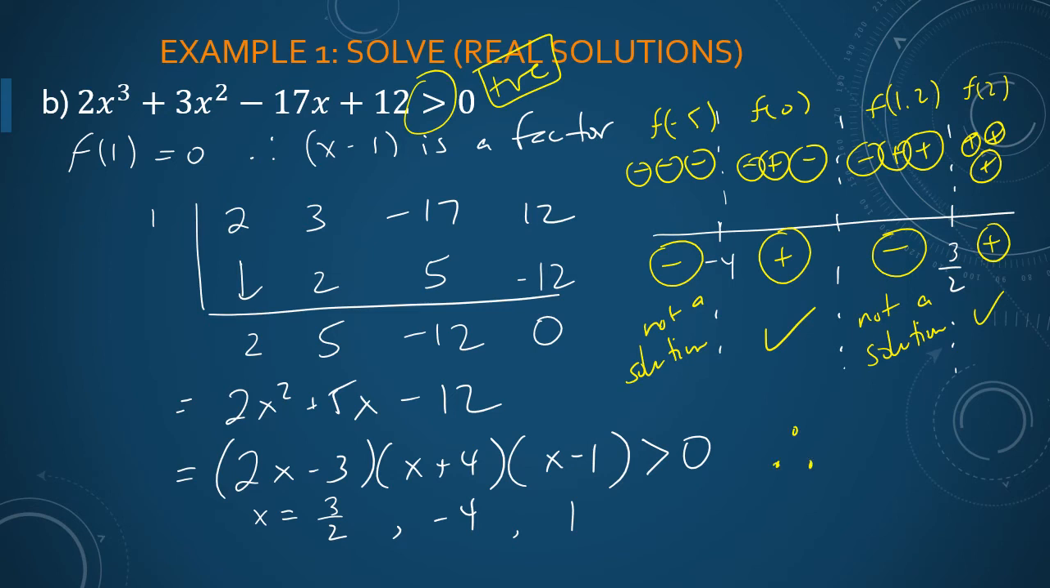Therefore, since it was just a greater than symbol, not greater than or equal to, I'm just going to list this with bracket notation. So between -4 and 1, and between 3/2 and infinity.